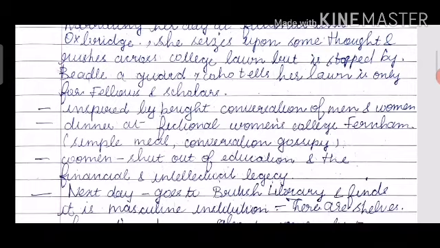Now, inspired by the bright conversation of men and women, she has dinner at the fictional women's college called Fernham. Please do remember the names Oxbridge University and Fernham University. Here, the meal is simple and conversation is gossipy. Virginia Woolf shows us the distinction between Oxbridge University, which has male scholars, and Fernham University, which is mostly a women's college. She says in Oxbridge University there are better libraries, better food is provided, whereas in Fernham University everything is simple and at a moderate level.